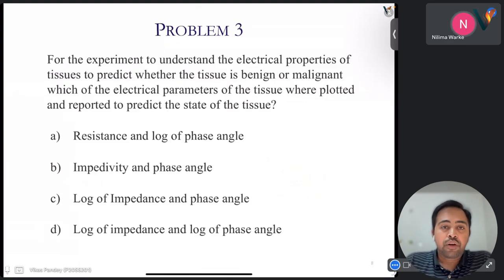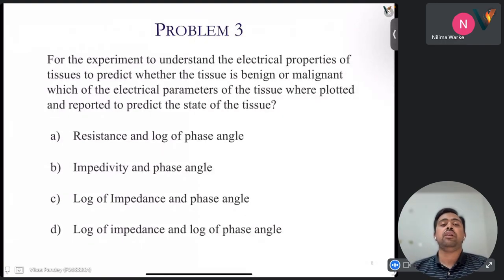Okay, yes. Now for the experiment to understand the electrical properties of tissues, to predict whether the tissue is benign or malignant, which of the electrical parameters of the tissue were plotted and reported to predict the state of the tissue? Do you remember anything? The graph, it is asking about what graph was plotted.